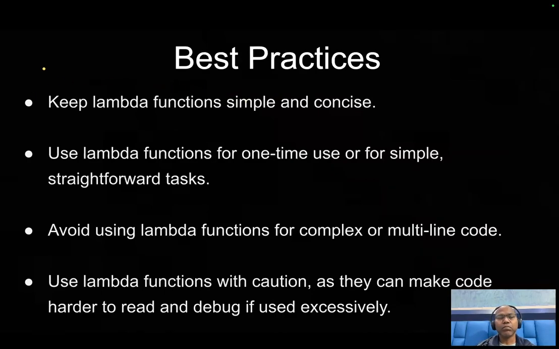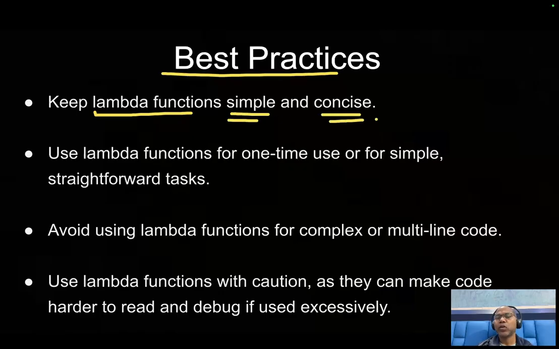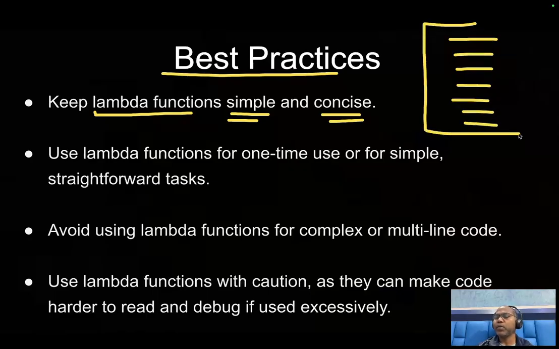So these are some best practices about the Lambda function. Try to keep a Lambda function simple and concise. Don't write too much large code for the Lambda function. If possible, one liner of code. If it goes to two or more, three or four, split the Lambda function into separate Lambda functions.